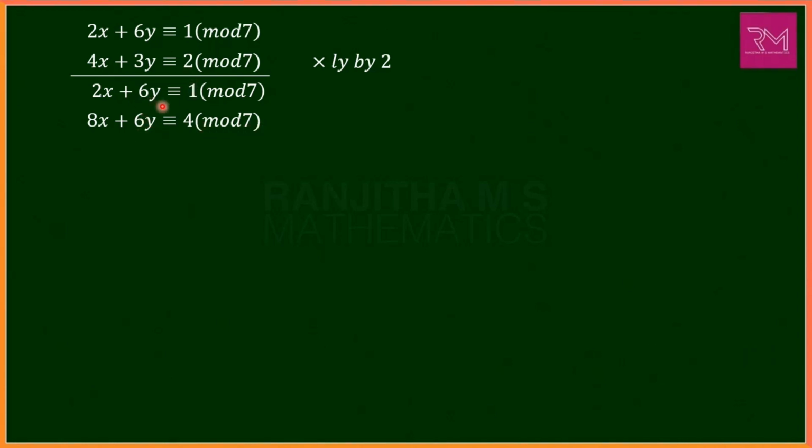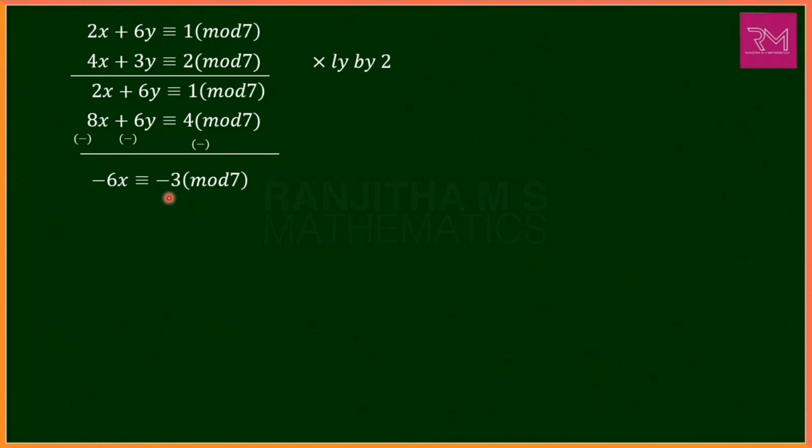Now we can cancel plus 6y and minus 6y if we subtract the second congruence from the first. If we subtract these two congruences, plus 6y minus 6y gets cancelled. The remaining value is plus 2x minus 8x, which is minus 6x. This is congruent to 0 on the left, and plus 1 minus 4 is minus 3 mod 7. Here we have a negative sign.